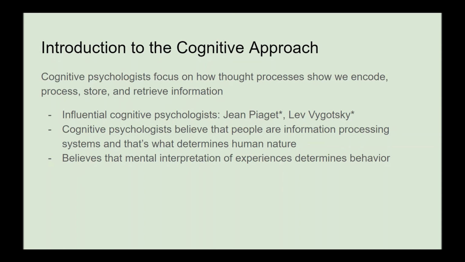Some influential cognitive psychologists, which we will talk about, are Jean Piaget and Lev Vygotsky. Cognitive psychologists believe that people are information processing systems, and that's what determines human behavior or human nature. And they believe that mental interpretation of experiences determines behavior.